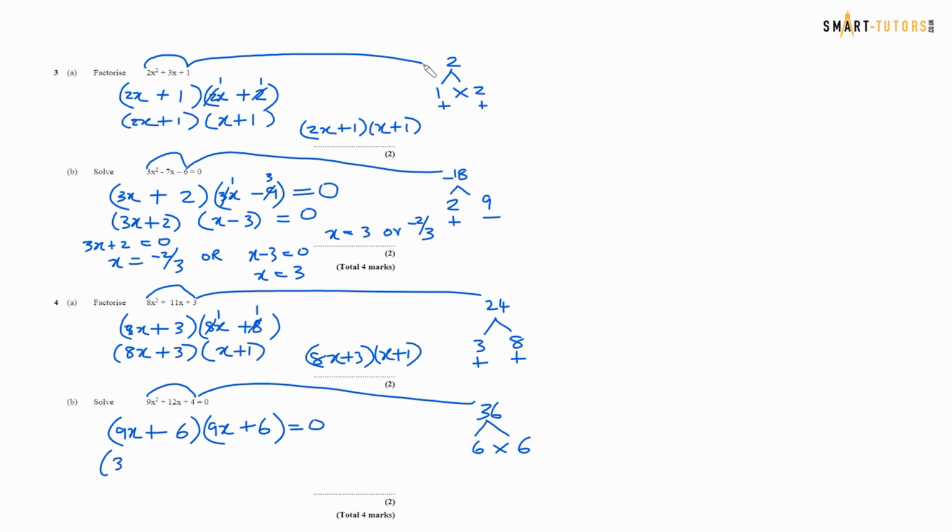So 3 times 3x, plus 3 times 2 is 6. The other bracket is 3x plus 2 equals 0. So the answer for x is equal to minus 2 upon 3. So it's a repeated square. You can write it as 3x plus 2, whole thing squared, equals 0. So x answer is minus 2 upon 3.